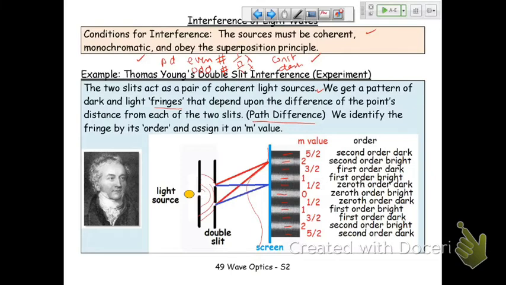Boom. And this language is important, unfortunately. The 0th order fringe is bright. The 0th order dark fringe is the half. The 1st order bright fringe is the 1. The 1st order dark fringe is the 1.5. The 2nd order bright fringe is the 2, and the 2nd order dark fringe is the 2.5. Terminology.